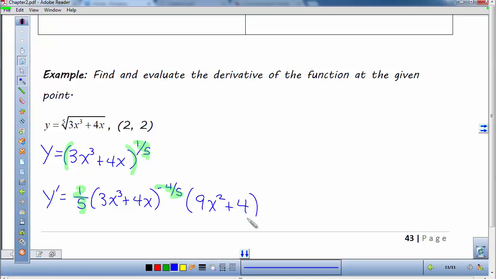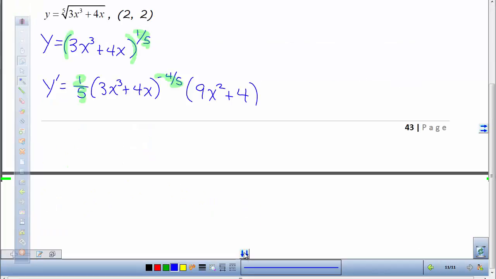And now that feels like a piece of cake, right? Compared to where we could go with this. So there's my derivative. If I wanted to, I can clean that up a little bit by saying 9x squared plus 4 over 5 times 3x cubed plus 4x to the positive 4/5. And they want us to evaluate this at the point (2, 2).